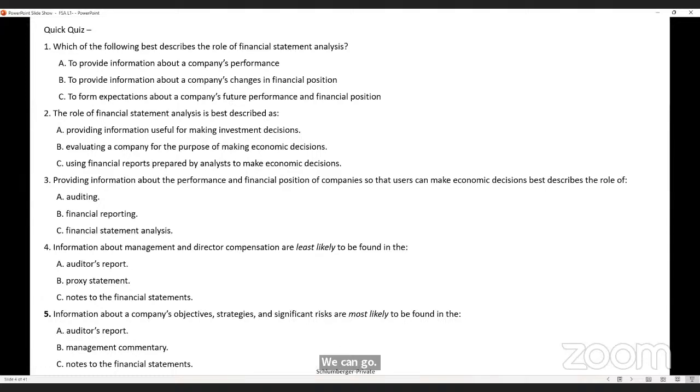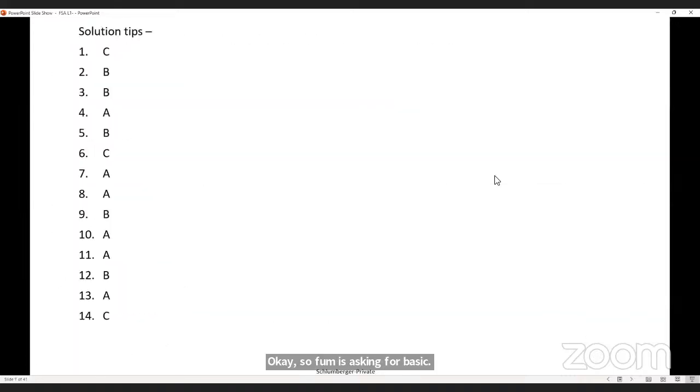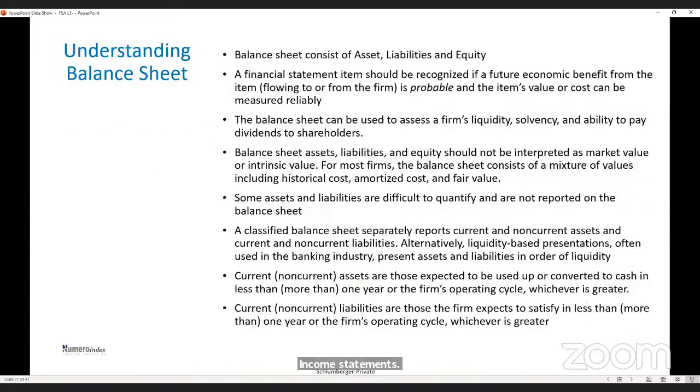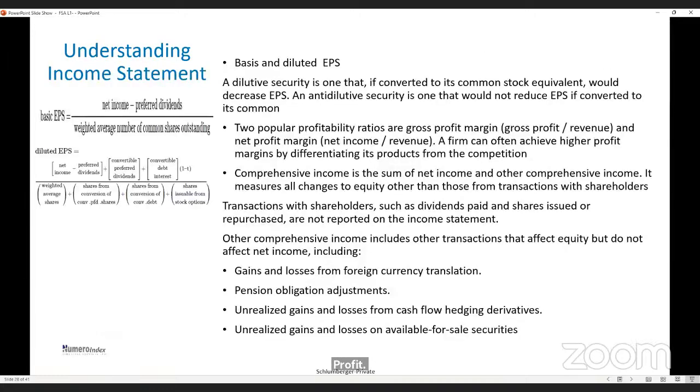Okay, so Fumi is asking for basic and diluted. So your basic is just your income statement. That is your profit for the year. Your net income minus your preferred dividend divided by your weighted average number of common shares outstanding for that time.